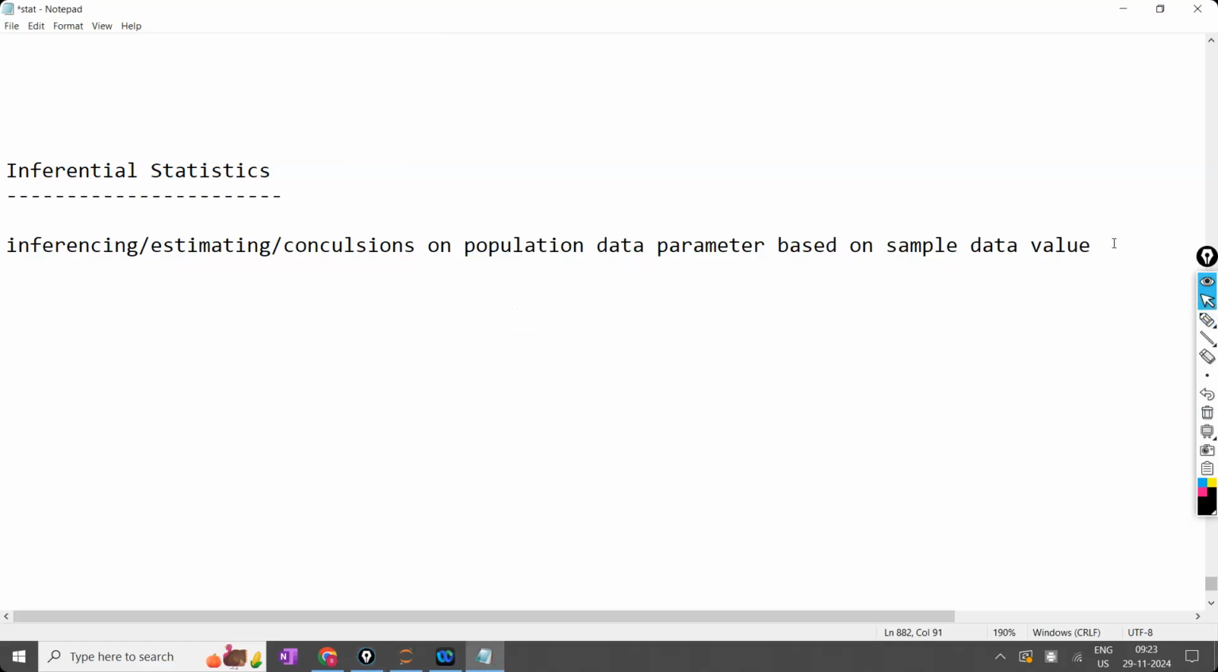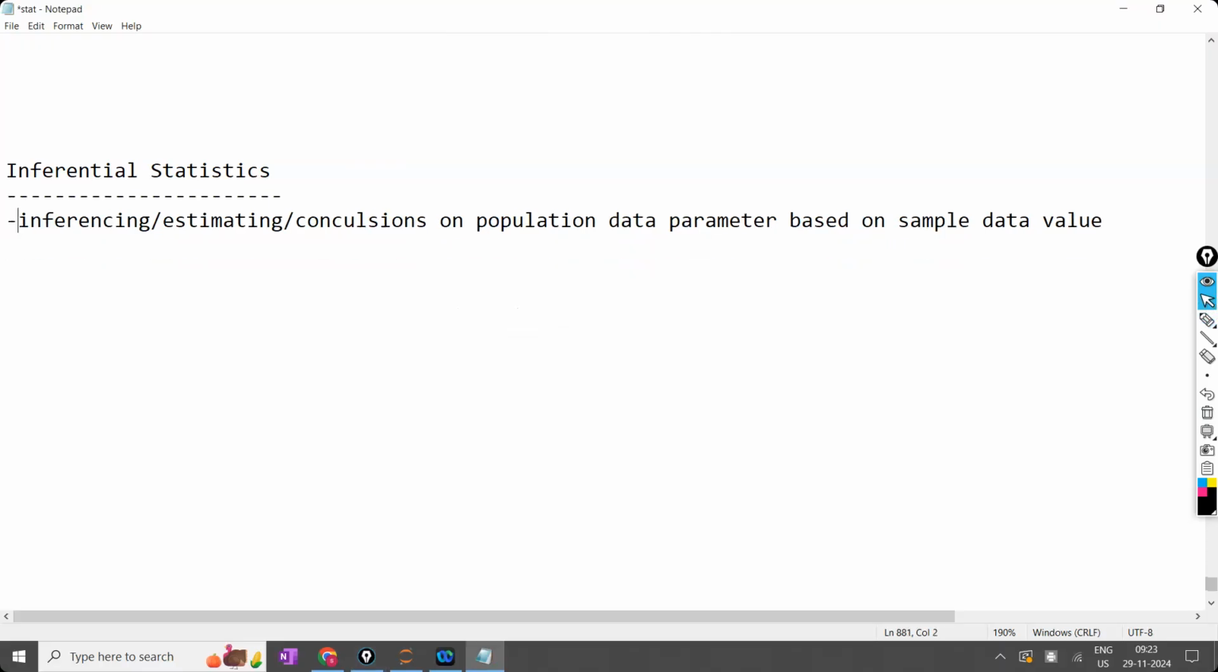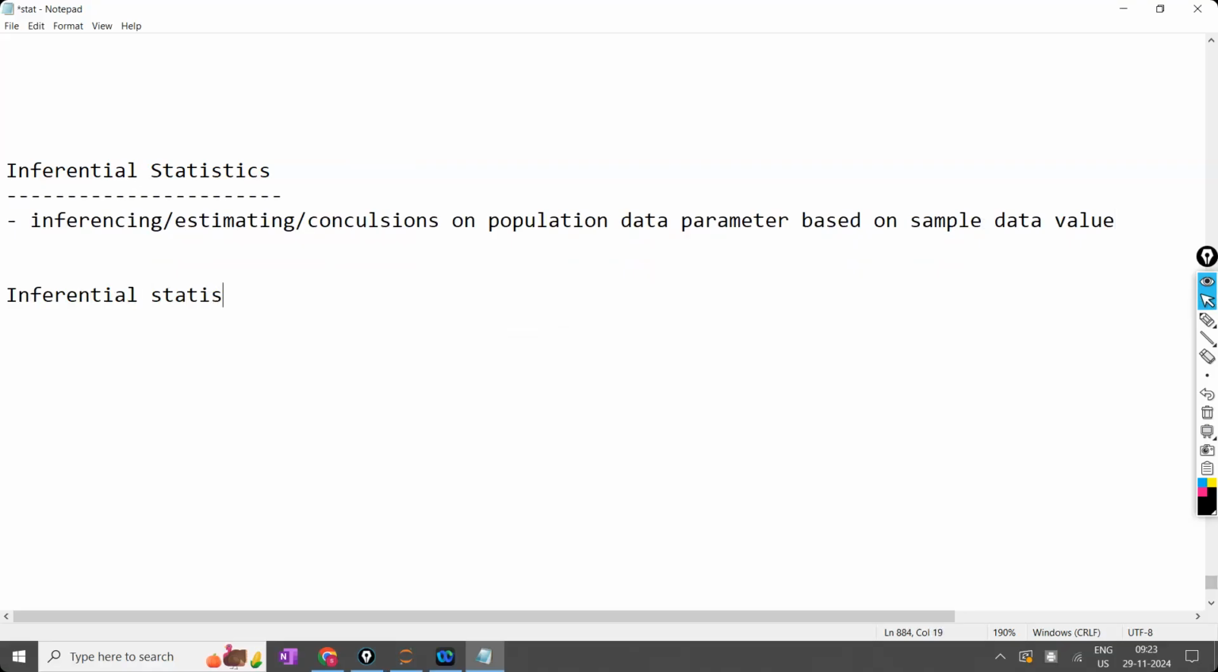Now, coming back to inferential statistics: how are we going to do inferential statistics? The inferential statistics will be done based on hypothesis testing.